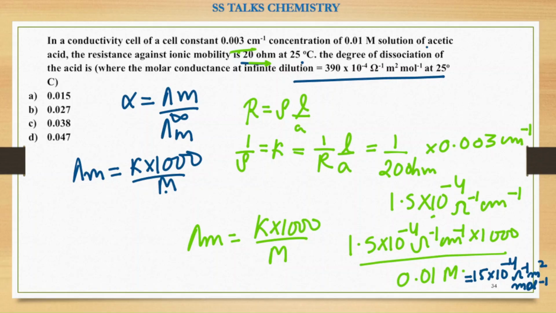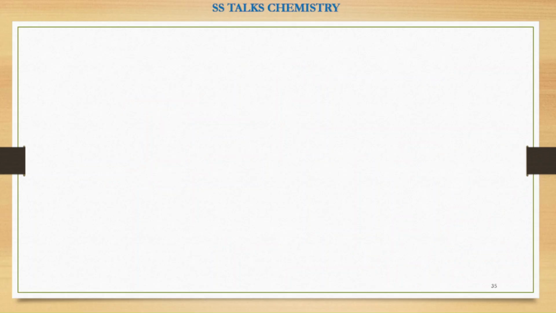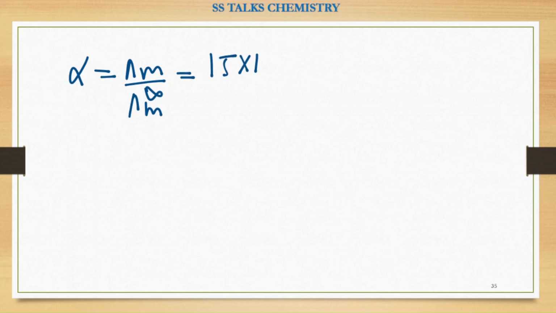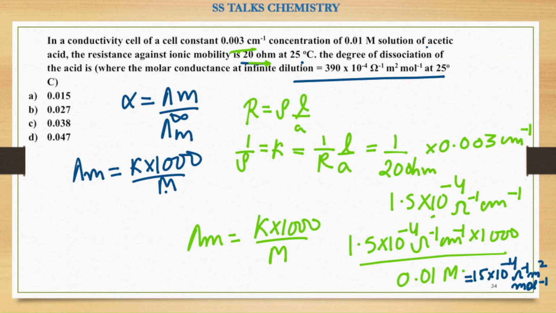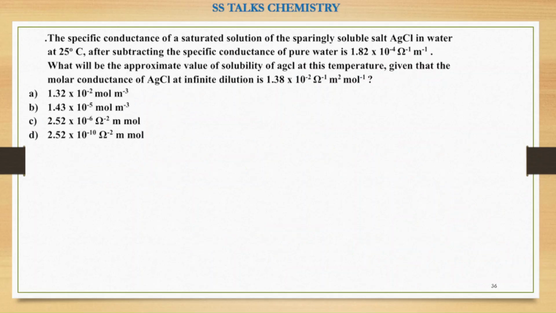Now when you find the alpha value, alpha is lambda n upon lambda n at infinity, that is 15 into 10 raised to the power of minus 4, here it is 390 into 10 raised to the power of minus 4. We will be getting the value as 0.038. Okay, so 0.038, that is option C. Right. Next we have this question.